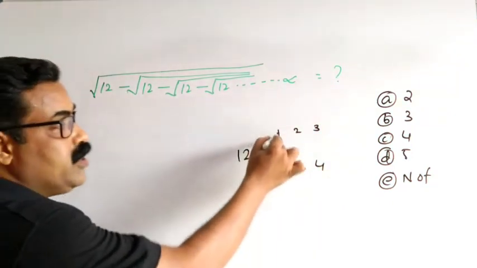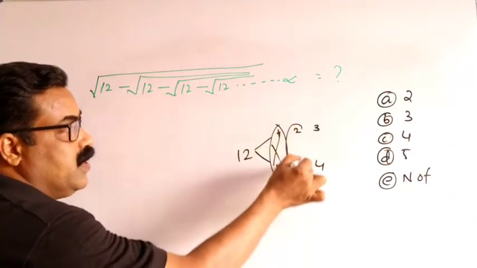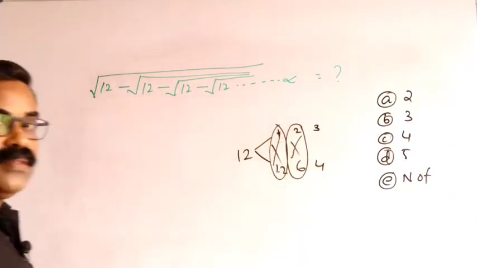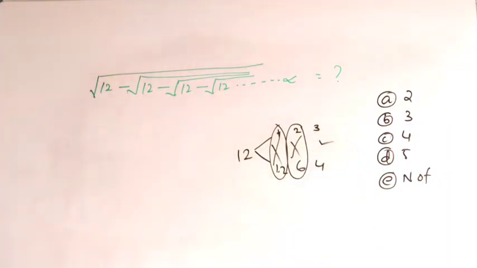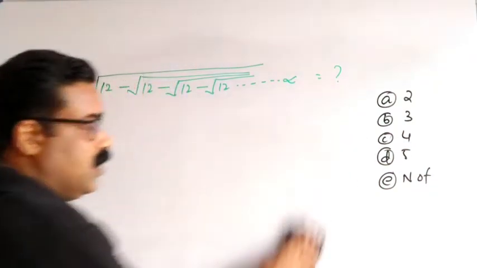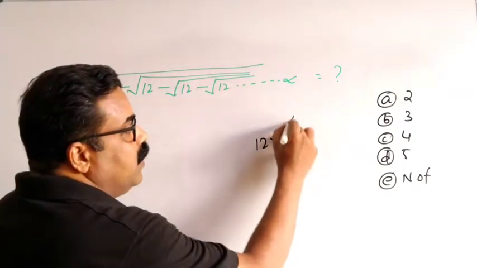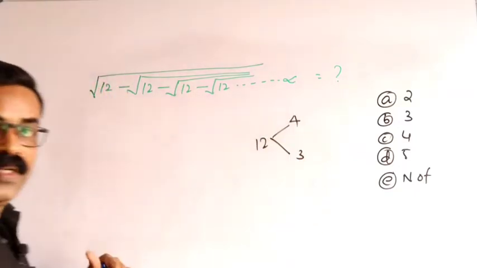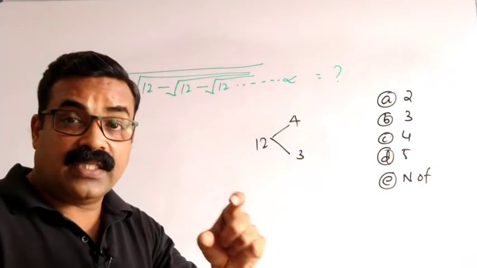So for 1 and 12, the difference is not 1. For 2 and 6, the difference is not 1. For 3 and 4, the difference is 1. So I can take the factors as 4 and 3. The factors of 12 are 4 and 3. Now, what is the last step?